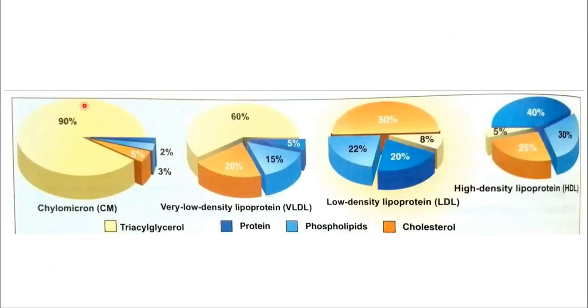Once again, we can see chylomicron. The content is 90% triacylglycerol, 2% protein, and phospholipid. Almost 5% cholesterol is there. Then VLDL, the main percentage, 60%, is triacylglycerol. In case of low density lipoprotein, the amount of cholesterol increases. In case of high density lipoprotein, 40% is protein. Cholesterol content is very low in high density lipoprotein. Okay, that's about the presentation of lipoprotein.